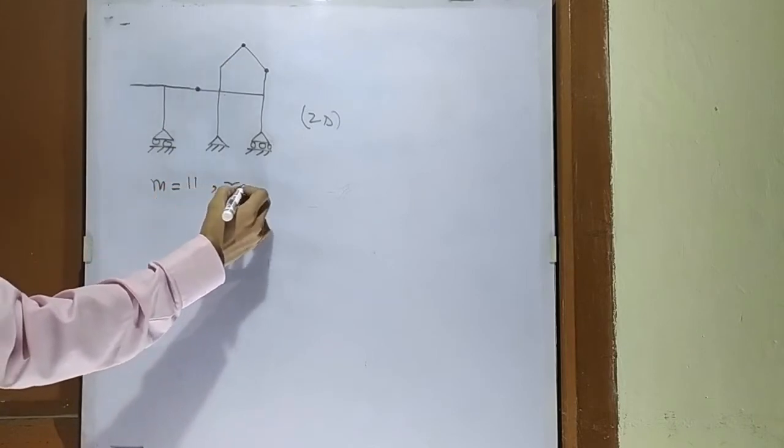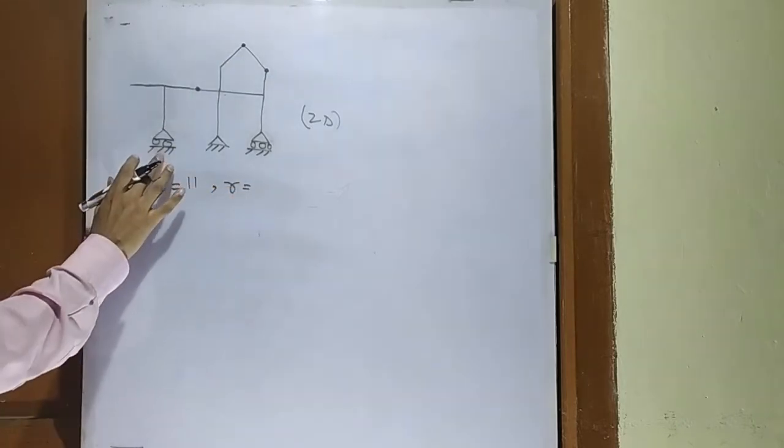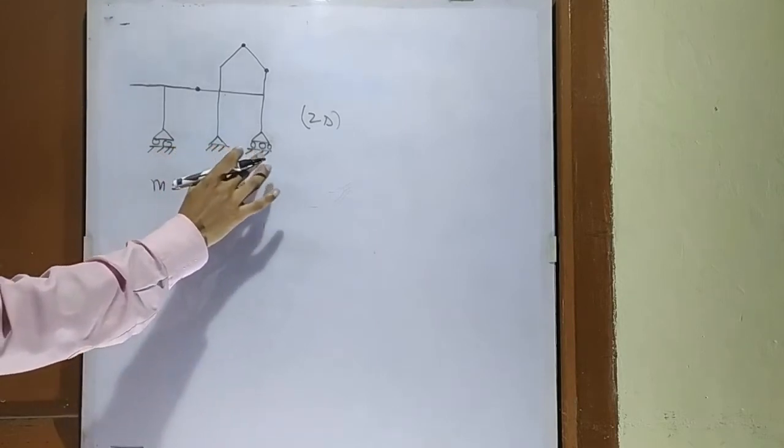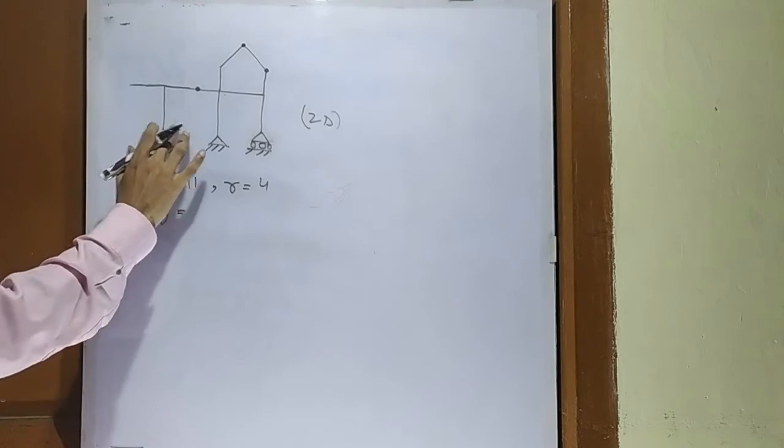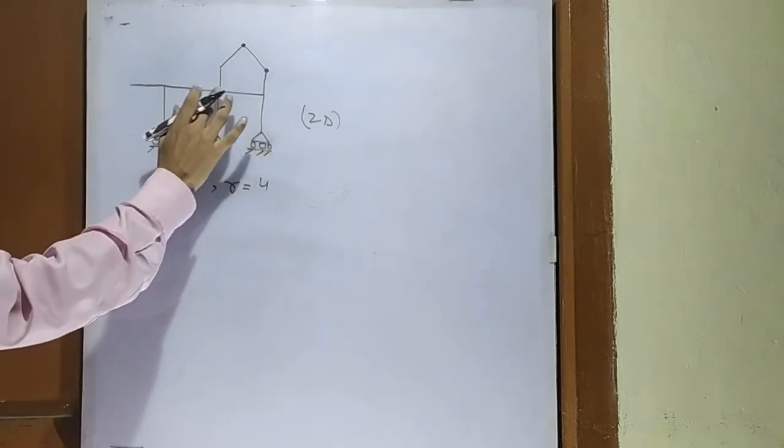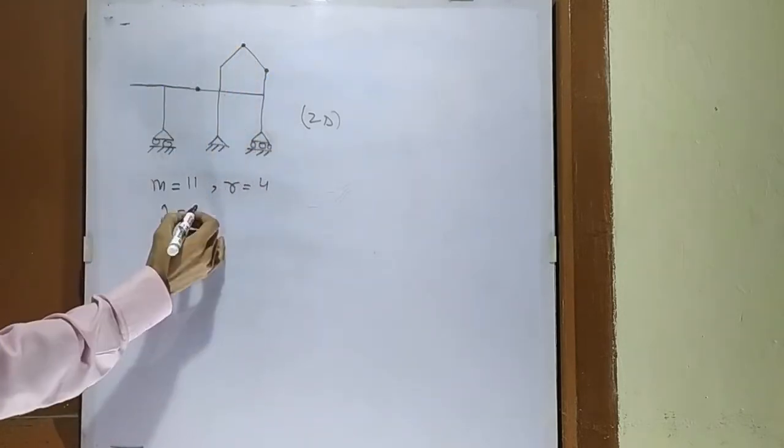What is the number of reactions? Number of reactions will be 1 at this roller support, 2 at this pin support, 1 at this roller support. Number of reactions will be 4. What is the number of joints? Number of joints will be 1, 2, 3, 4, 5, 6, 7, 8, 9, 10, 11. Number of joints will be 11.